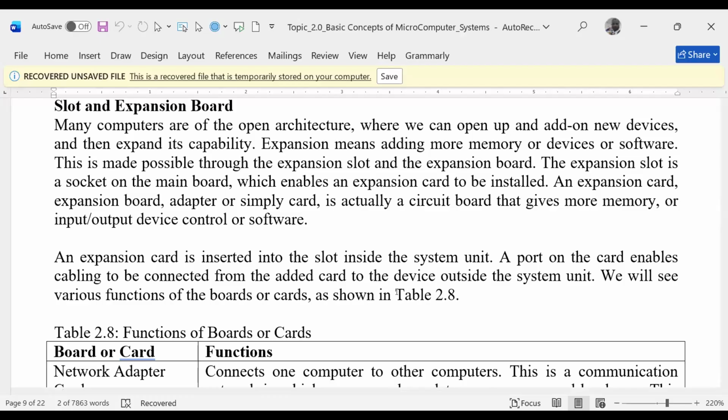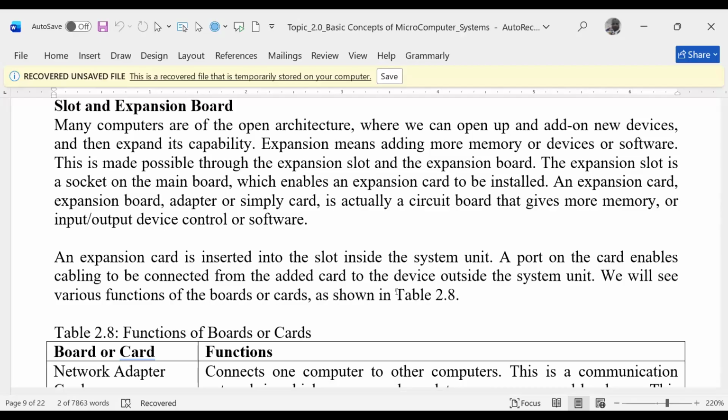You are adding a new device to your computer system. If you want to connect your phone, you need the USB port. If you want a TV to be connected to your computer, you need a TV card. If you want to use your computer for networking, you need a network card.